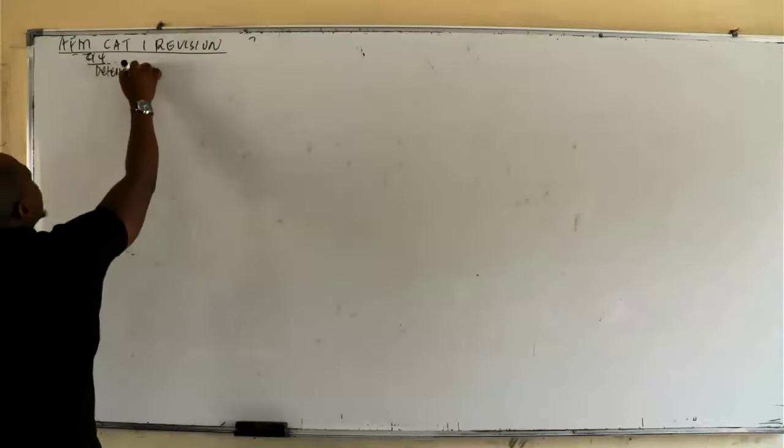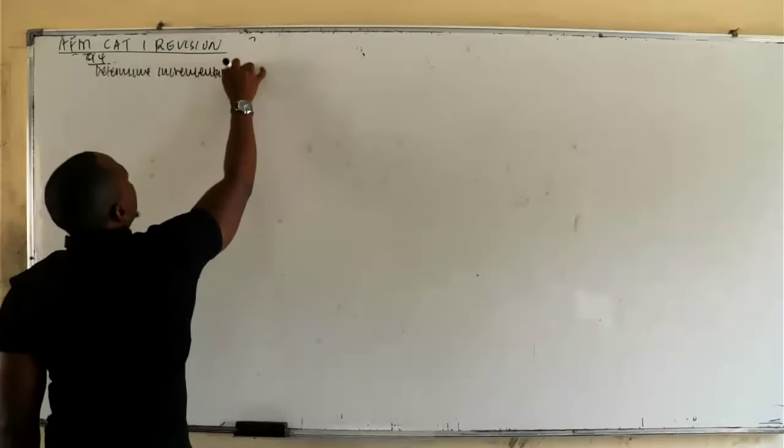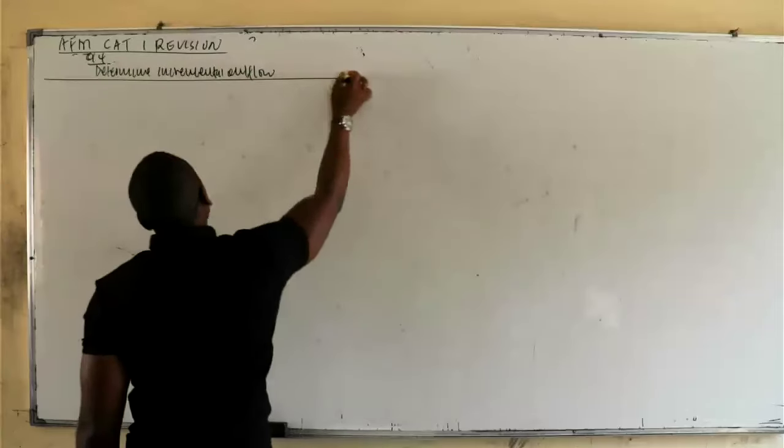Anyway, question number 4. It's a bond refinancing. Now for the bond refinancing, I gave you the format. There are 3 steps which are followed. Step number 1 is to determine the incremental outflows which is required for refinancing. And how do we get the incremental outflows?